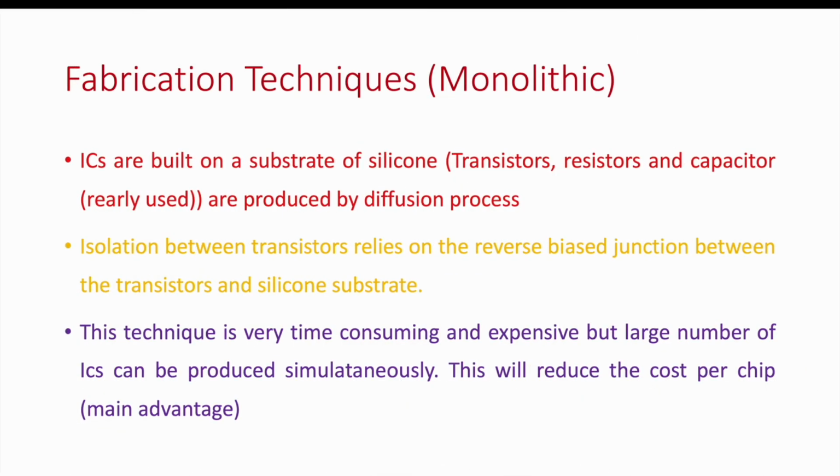We have different fabrication techniques. The first one is the monolithic, where ICs are built on a substrate of silicon, where transistors, resistors and rarely used capacitors are produced by a diffusion process. Isolation between transistors relies on a reverse bias junction between the transistors and the silicon substrate. This technique is very time consuming and expensive, but a large number of ICs can be produced simultaneously. This will reduce the cost per chip. If a mass quantity of ICs is produced, this will reduce the cost, which is the main advantage.